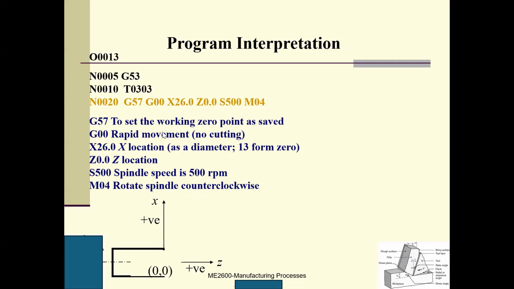So G00, rapid movement, no cutting. XZ is a position, okay? Because I don't move in Y, I only move in the X direction and the Z direction, X 6.0 and Z 0.0, and the spindle speed is specified as 500 RPM. M04 specifies the rotation of the spindle counterclockwise. So this is what this statement states.